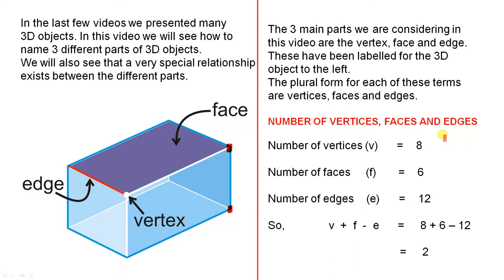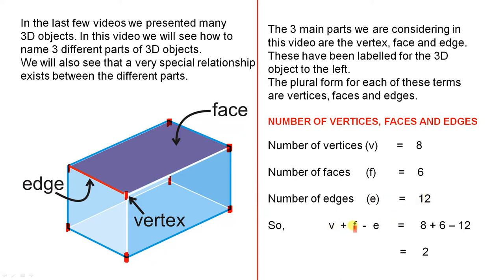Number of vertices, faces and edges. The number of vertices we'll designate by V. In this particular 3D object there are 8 vertices. So that's 1, 2, 3, 4, 5, 6, 7, 8. So there are 8 of those. The number of faces are 6. So when you go around 1, 2, 3, 4, 5, 6. So there are 6 altogether. And the number of edges, they're just the straight lines. So count all the straight lines and you'll get 12 edges.